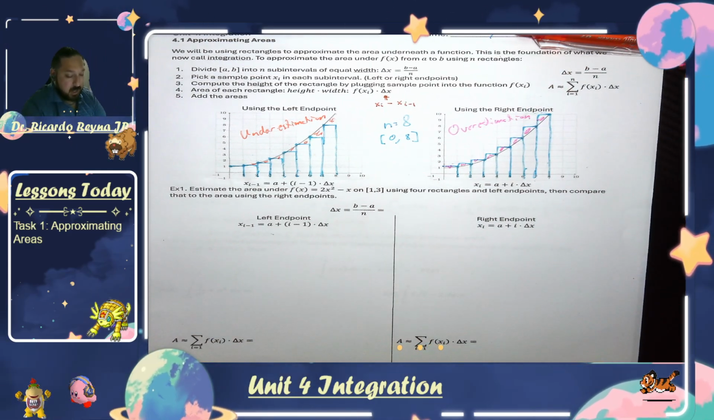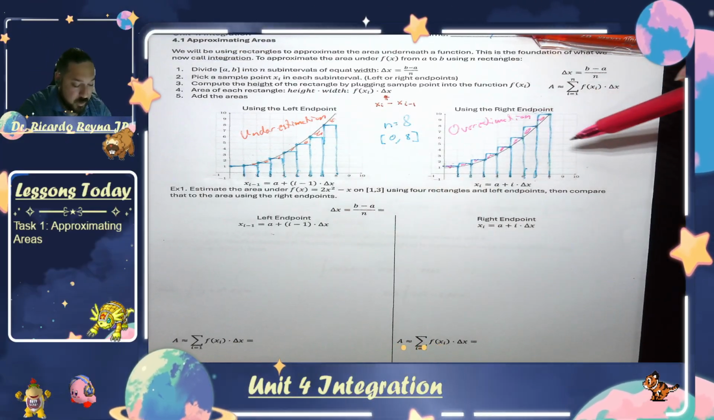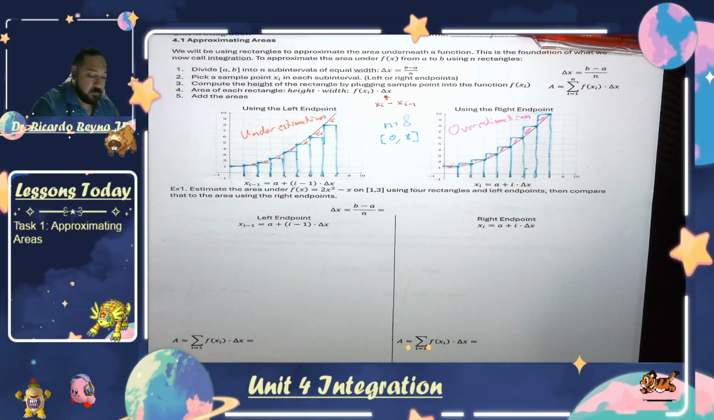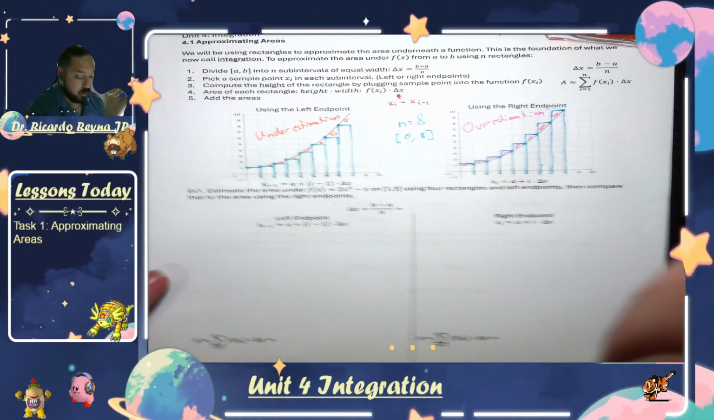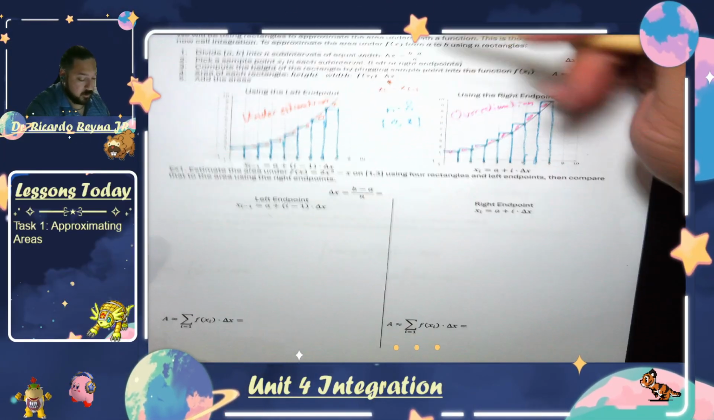Now, at the end of the day, the more rectangles you get, the smaller these unders and overs become, but that's going to get mainly touched on in day 2 of our week 4 lectures. So let's just use this material, okay?